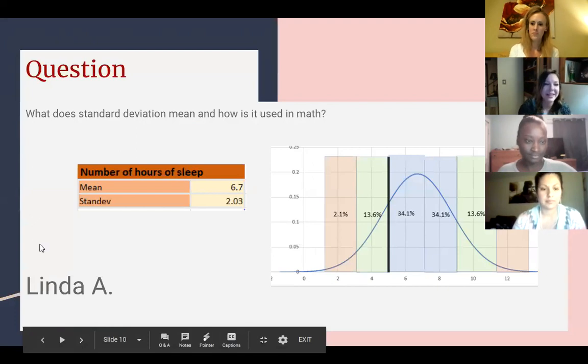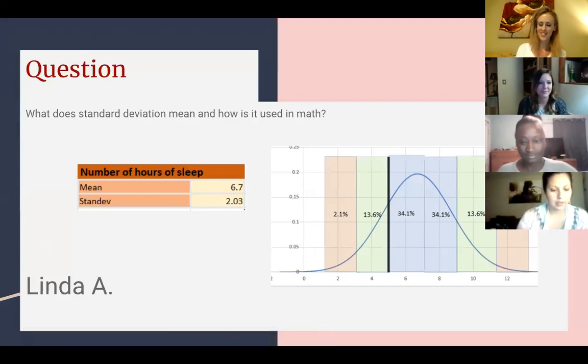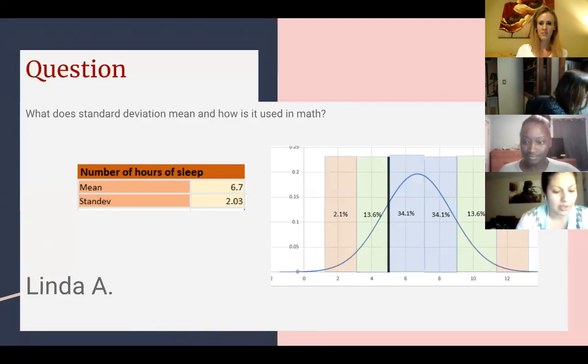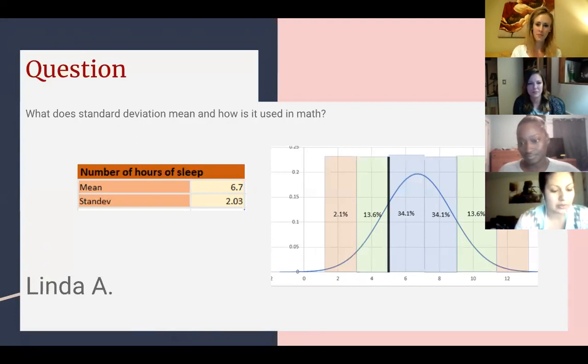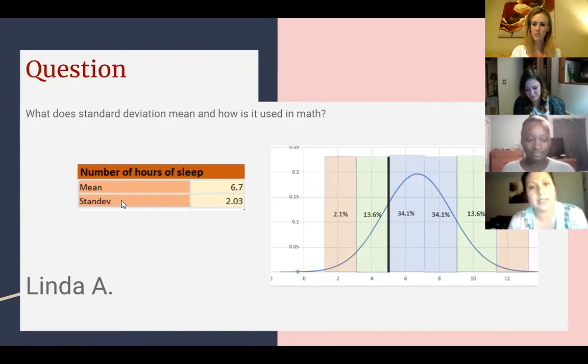Linda, what does standard deviation mean, and how is it used in math? Okay, standard deviation is a measure of how spread out numbers are. It is the square root of the variance, and the variance is the average of the square difference from the mean. To calculate the variance, work out the mean. Then for each number, subtract the mean and square the results. Then work out the average of those square differences. We use standard deviation and mean to look at the average sleeping patterns in the sleeping study.